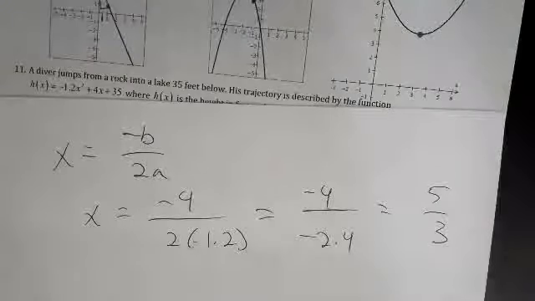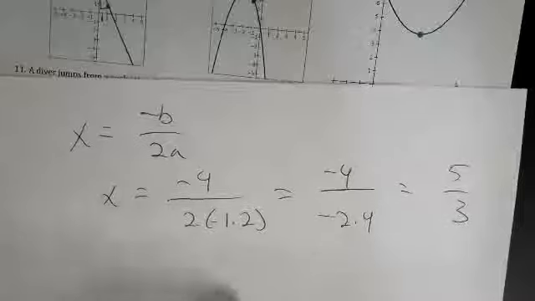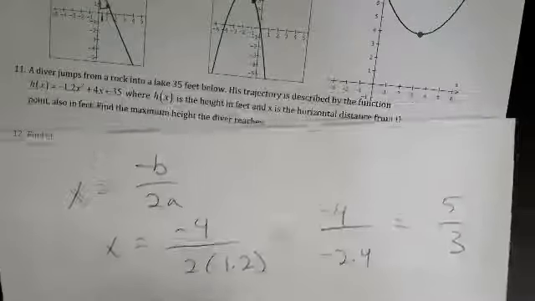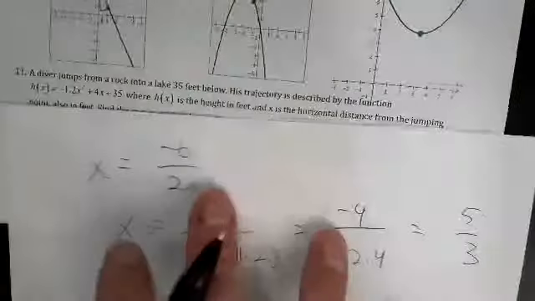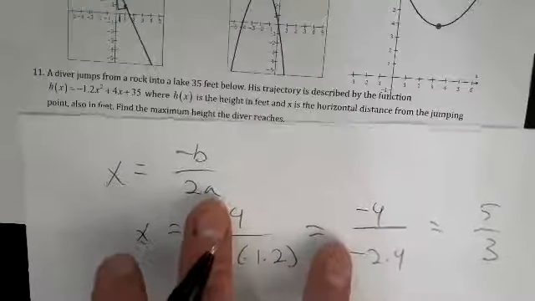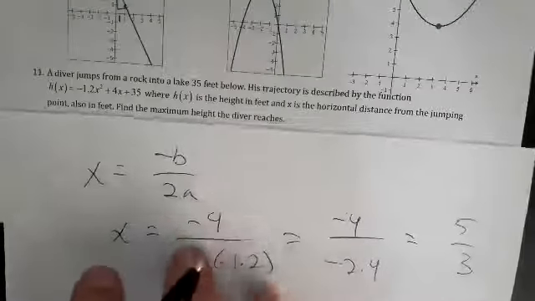I guess you could do 40 over 24 and divide them by 8. It's probably what you'd be doing if you did it by hand. But we should be getting 5/3 out of this thing. What is that telling me? Is that the maximum height?